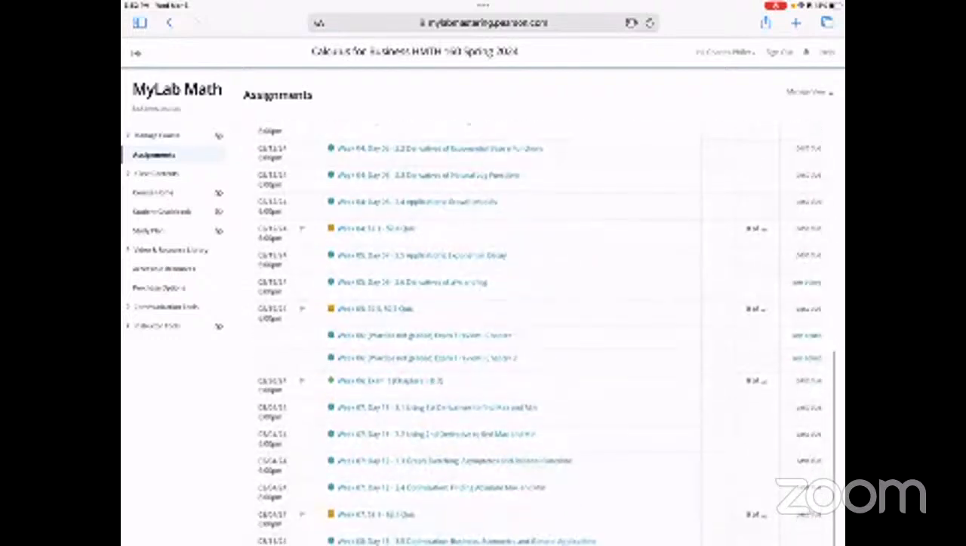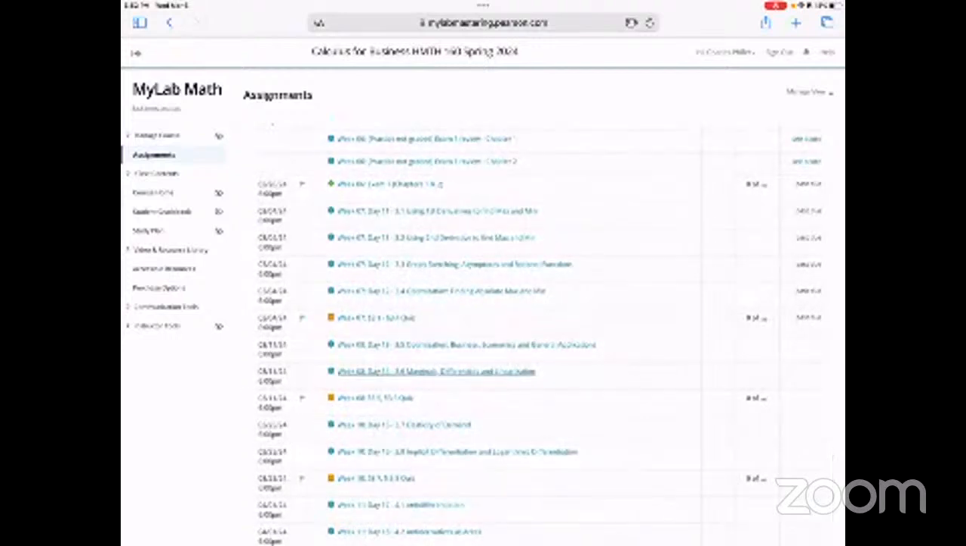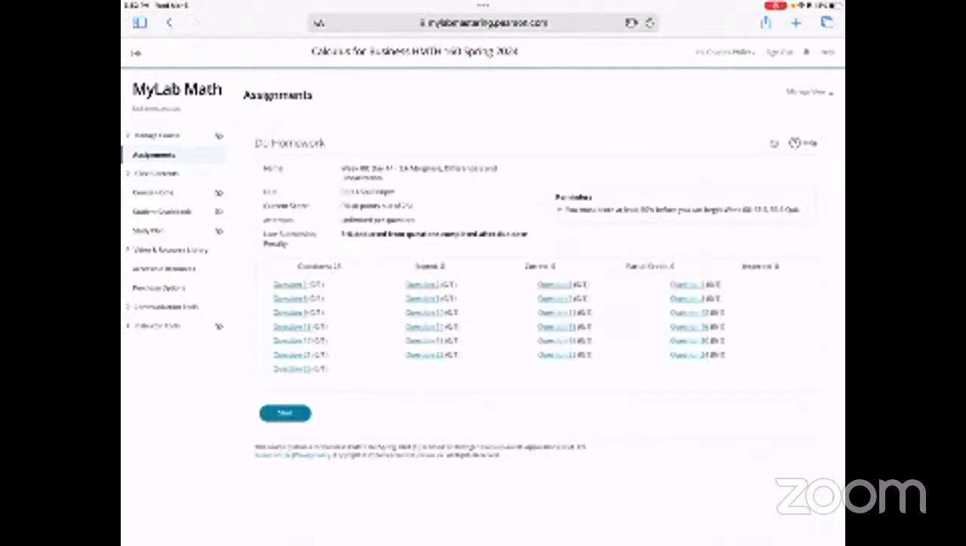Hey Google, give me a random number between 1 and 25. 22.